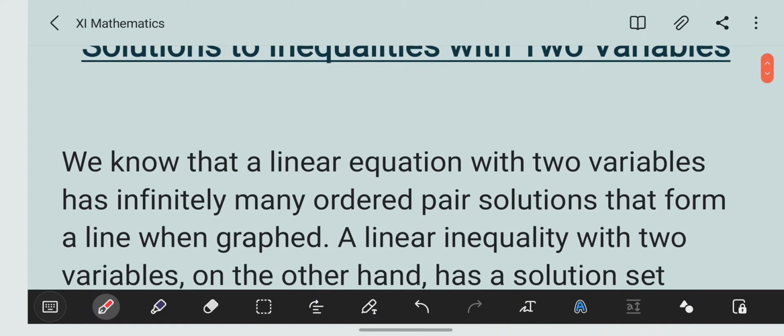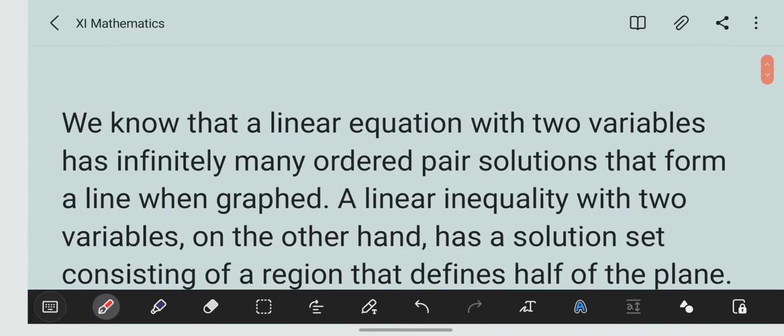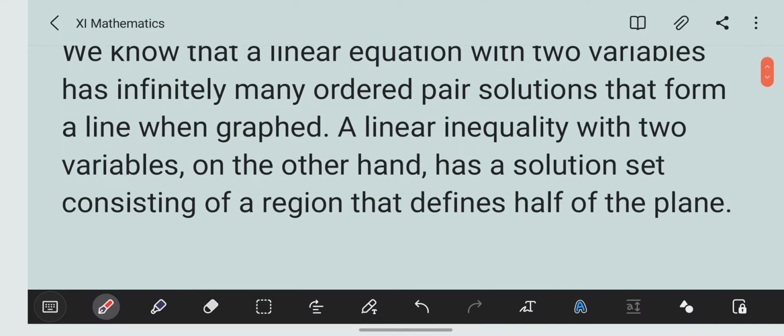We know that a linear equation with two variables has infinitely many ordered pair solutions that form a line when graphed, that you have seen in your earlier classes, that is in class 9th standard as well as in class 10th. A linear inequality with two variables, on the other hand, has a solution set consisting of a region that defines half of the plane.